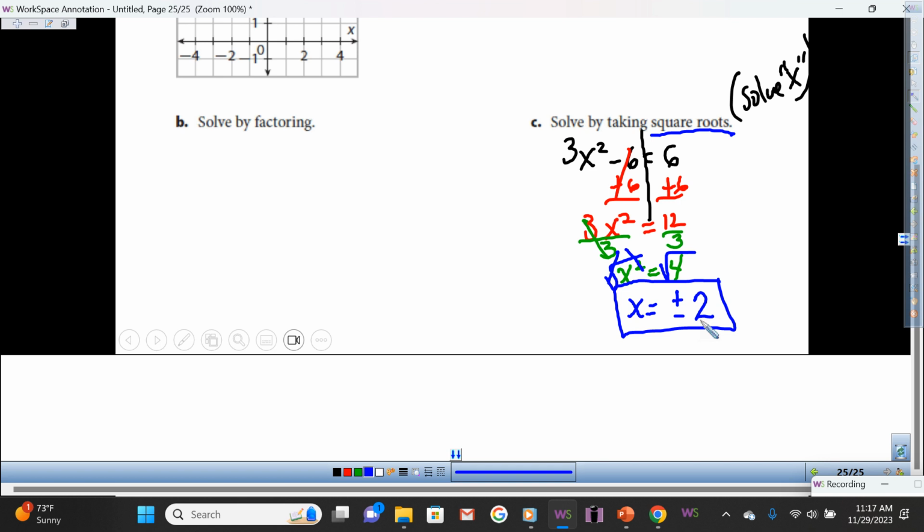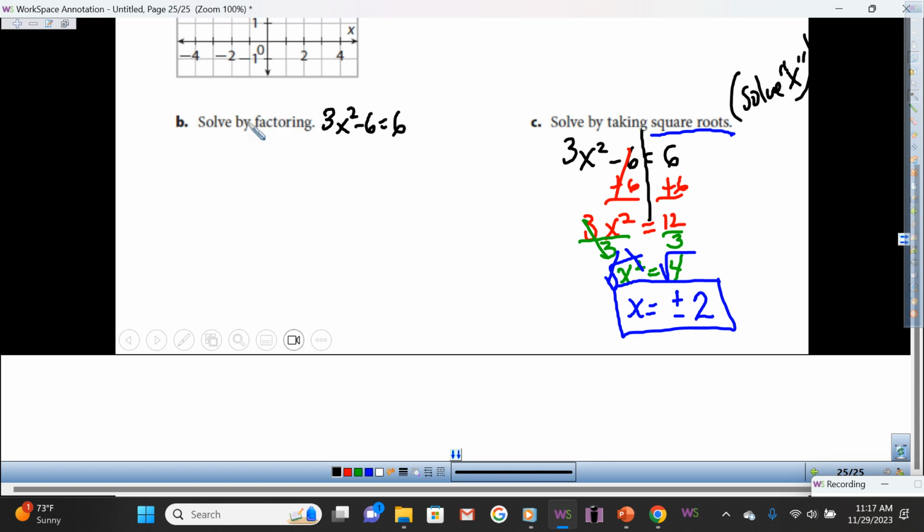So now that we know for sure what our answer is, now we can go and do the other 2 methods, and we need to get the same answer. Positive 2 and negative 2. So let's go to factoring. Let's write our equation again. 3x squared minus 6 equals 6. And we're going to do that one by factoring.